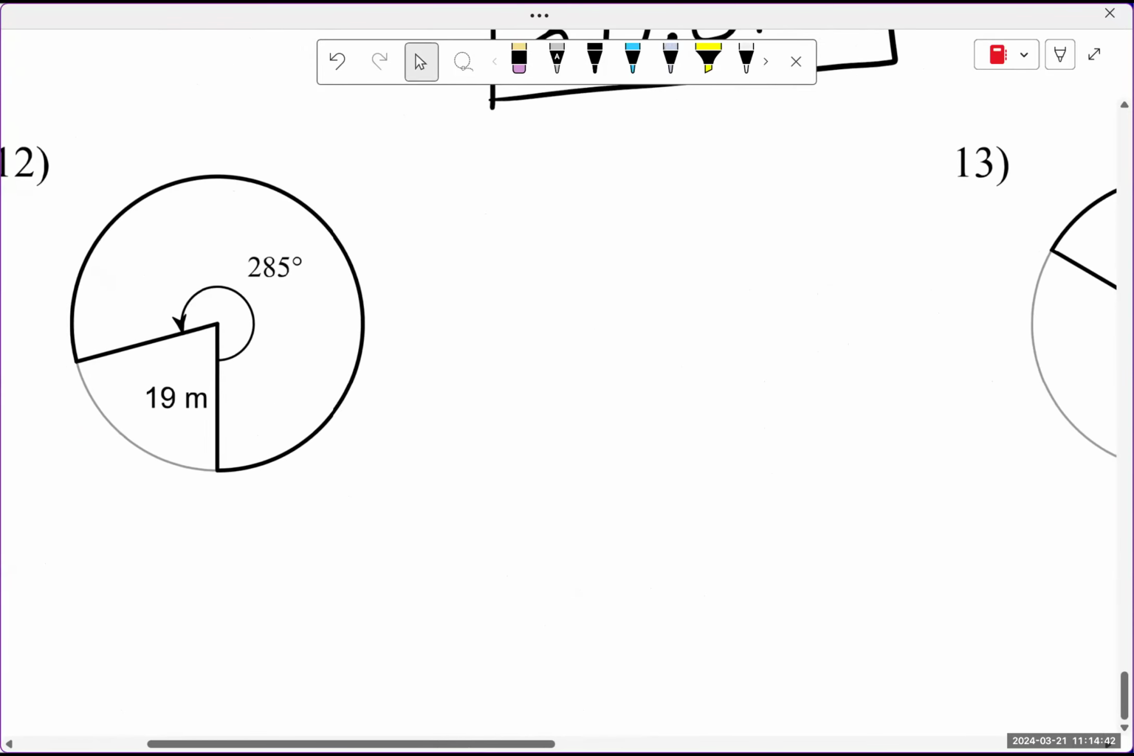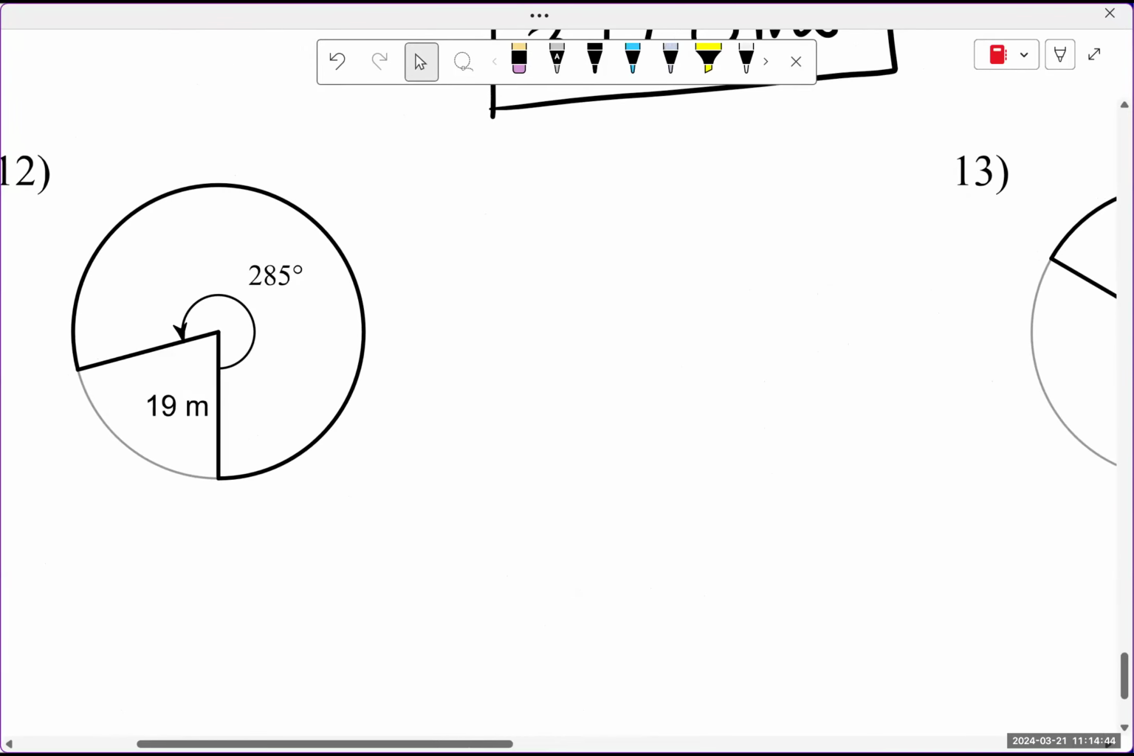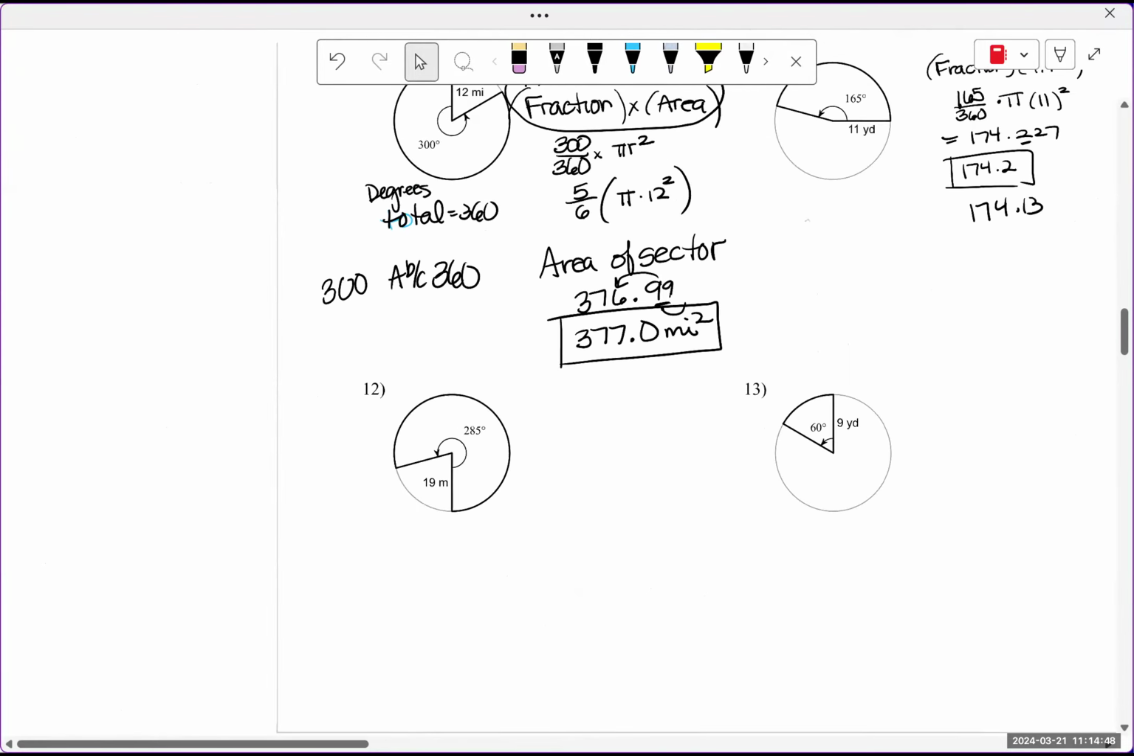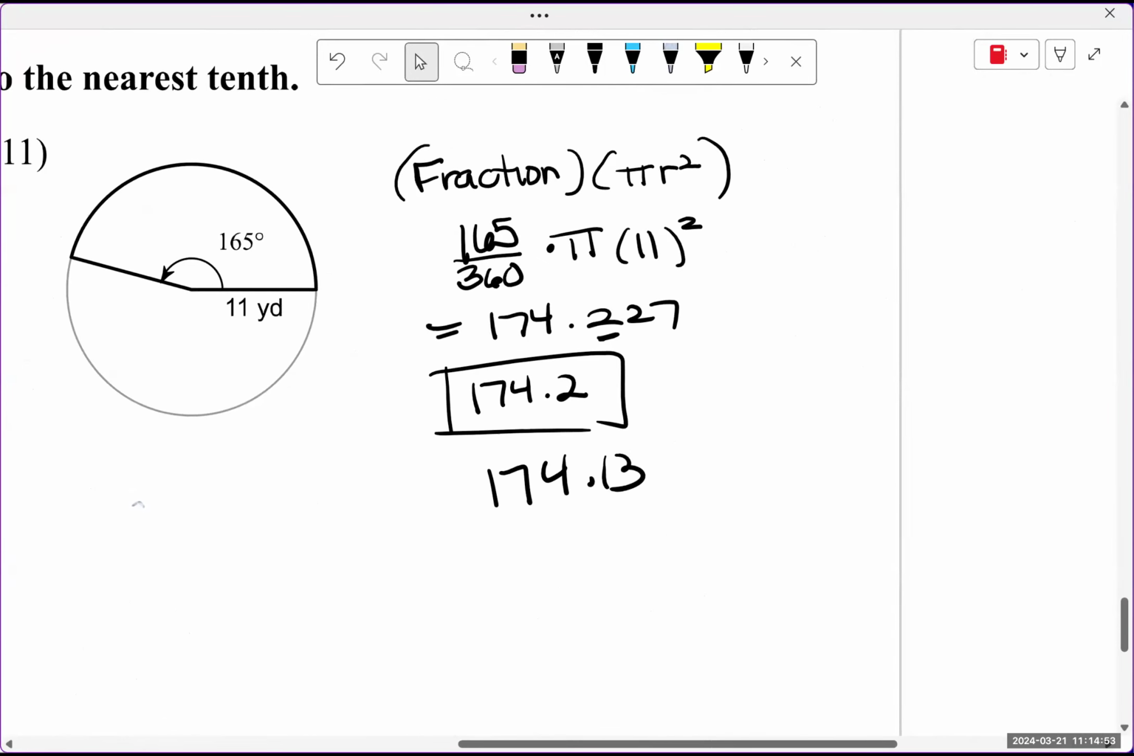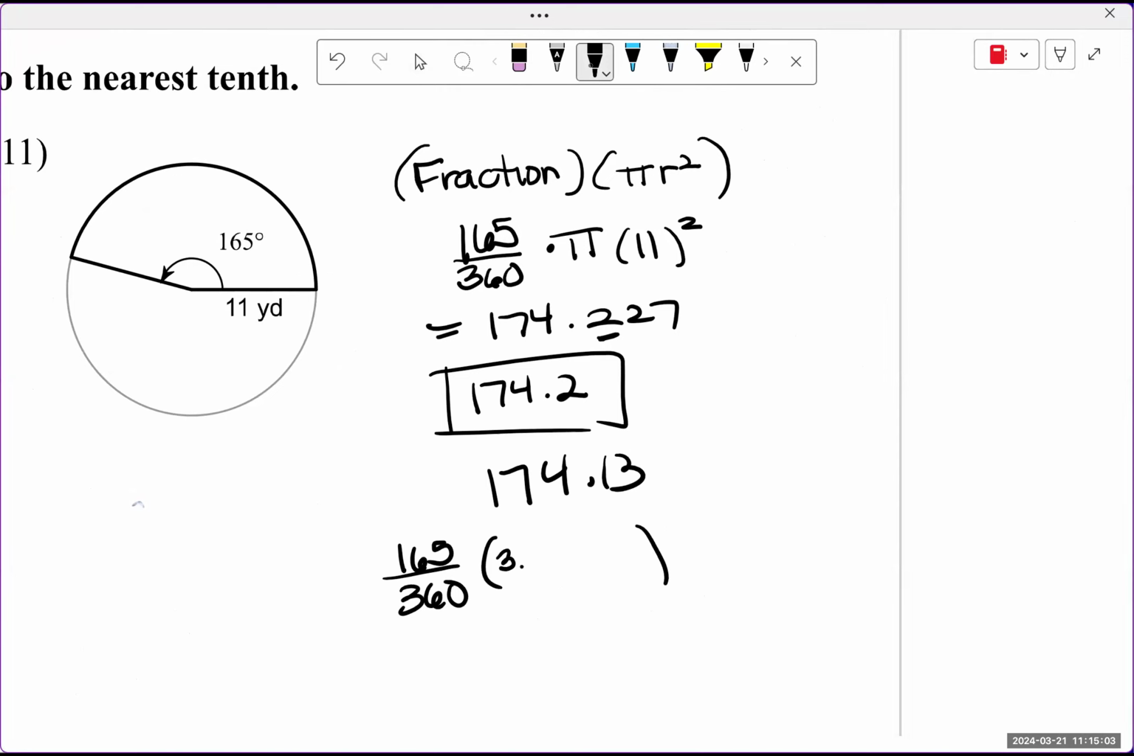Okay, next. Fraction. Okay, now, technically, yes, I did 165 over 360. For pi, I used the pi button. So I used 3.14159. And you used 3.14. Do you see why our answers are different?